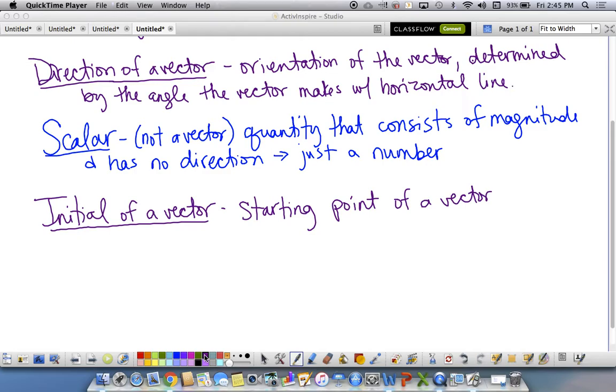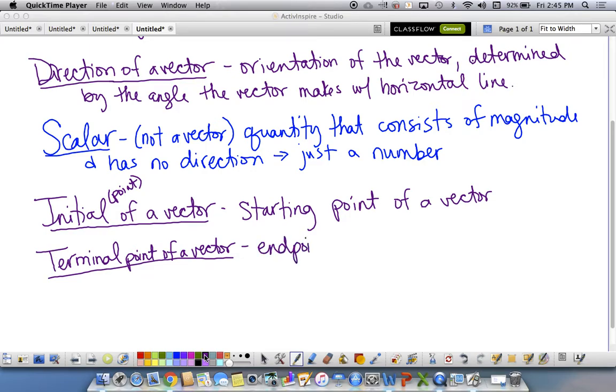Okay? Well, if you've got a beginning, would it make sense that you have an end? The terminal point of a vector. Because guess what? I forgot point up here. The initial point of a vector. The terminal point of a vector is the end point. Okay, so we have a beginning, and we have an end, the initial point and the terminal point. The beginning and the end, the starting point.